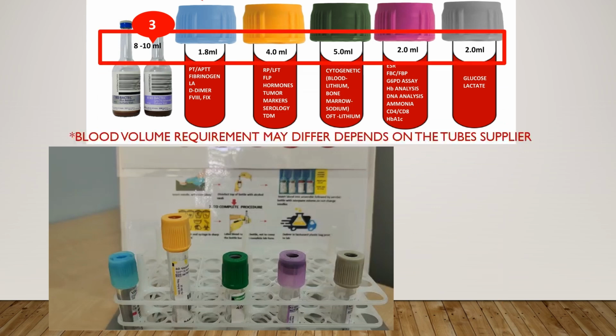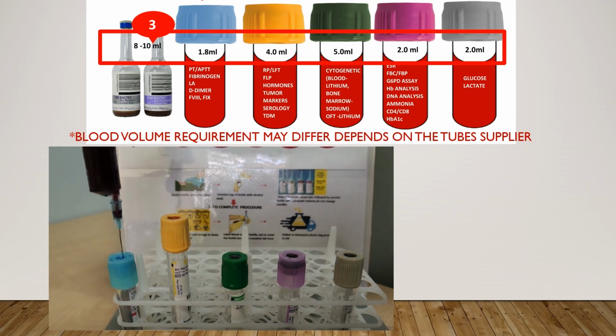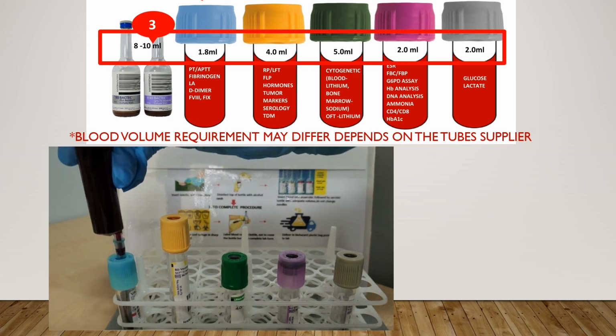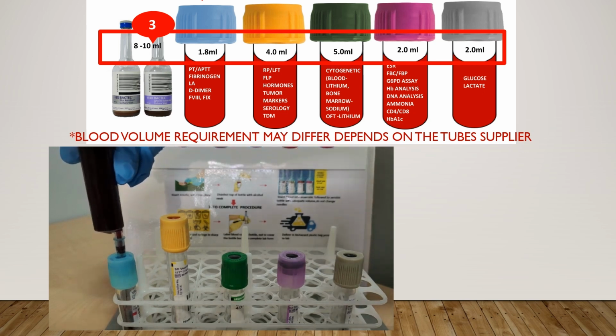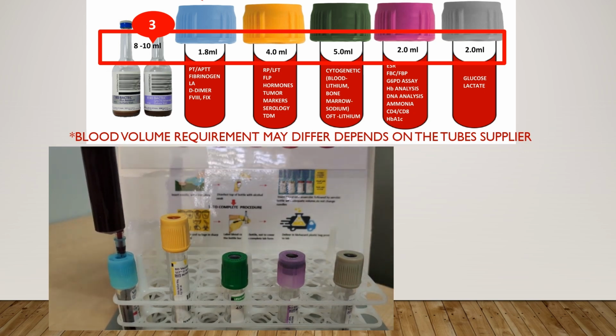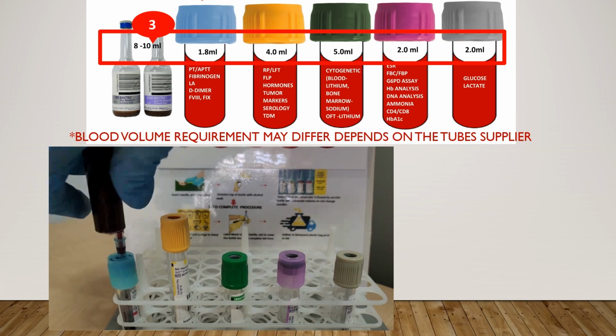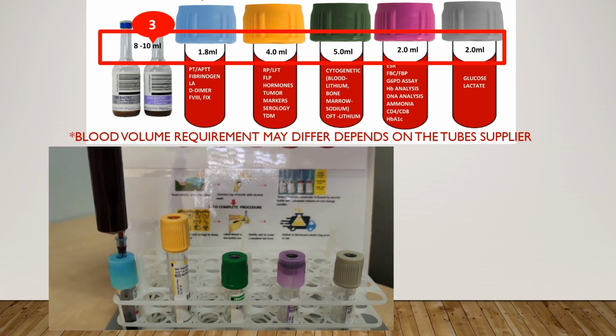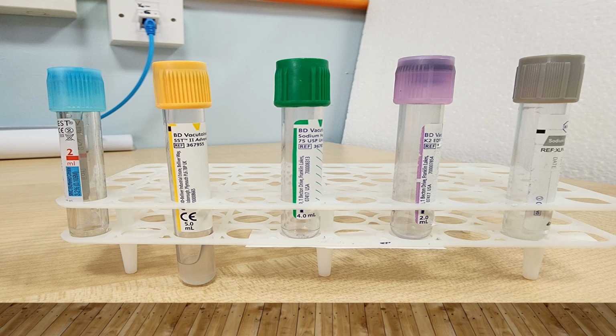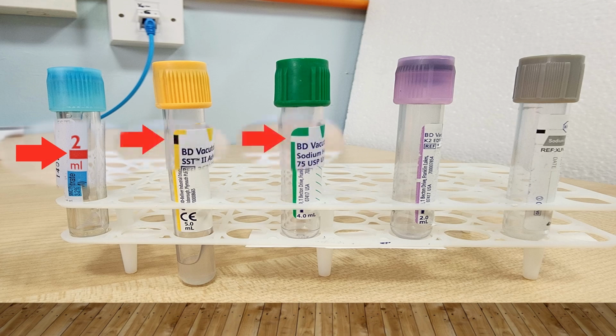All tubes with additive must be completely filled. Do not change the position of the tube until it is removed from the needle. Do not allow the contents to contact the tube stopper. Make sure the blood is filled in with adequate volume accordingly. The volume indicator is usually shown at the side of the tube sticker label.